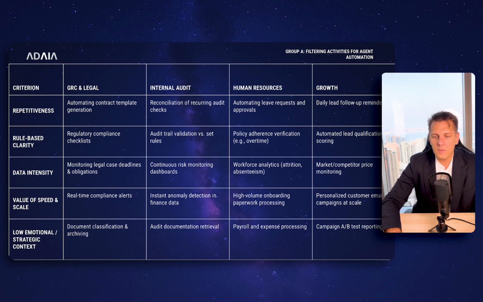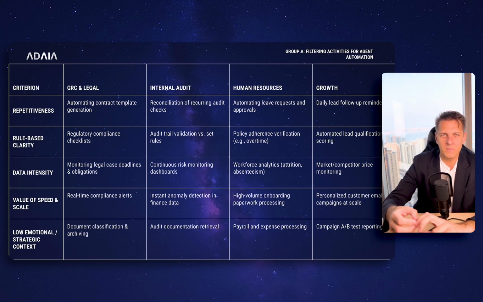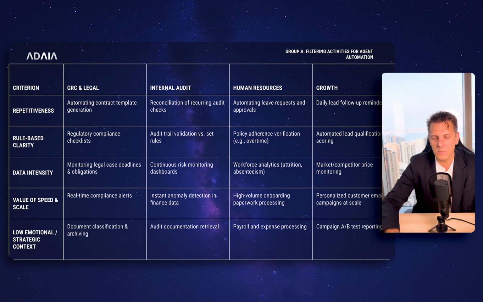And lastly, one of the criteria is that this use case has to have low emotional or strategic context. So you don't want to delegate the tasks that require human emotional intelligence, for example, that has a lot of ethical similarities to it and so on, to the agent, because we're just not there yet with the AI. And maybe that's just something that we have to leave to ourselves, the humans. That's just what it is.